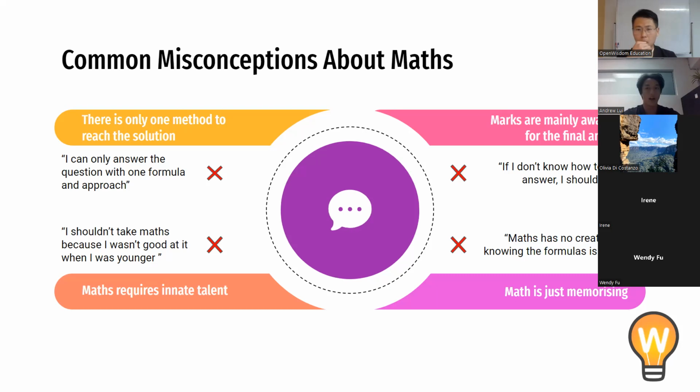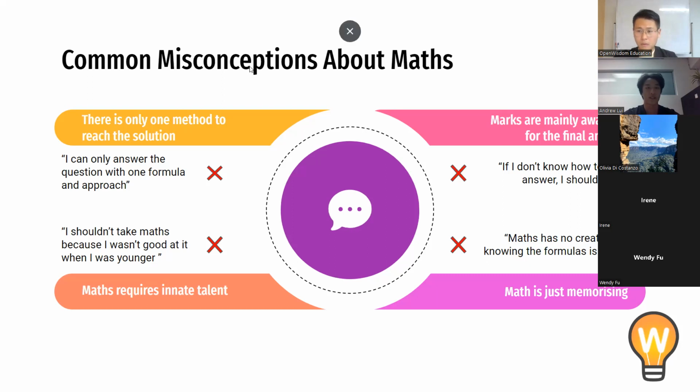So, are marks mainly awarded for the final answer? Not at all. Let's look at a question that has 4 marks. A lot of the time, your process will make up 3 marks while your final answer is 1. Even if you don't understand how to get to that final answer, just write as much as you can down and you will be able to get marks from the marker for understanding part of it.